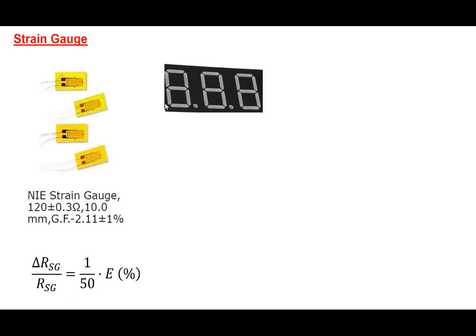What we want is to convert the strain, which means E, into a number on a display. This is, let's say, an LCD display, a liquid crystal display, a 7-segment display. We want to display the strain, or if you want, you can convert the strain into weight and display that on the LCD display. So starting from the strain gauge, you have to go towards the display. How do we do that?